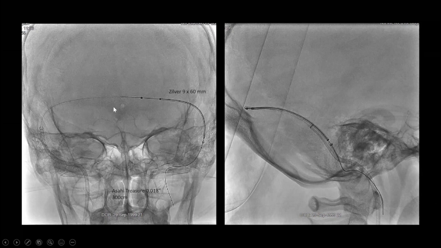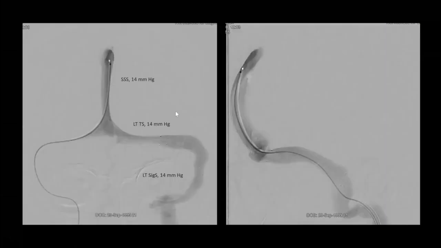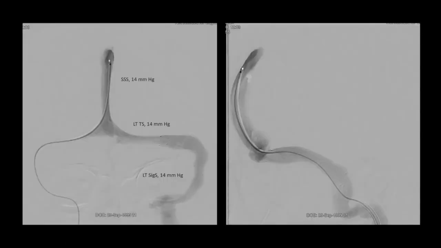And the Zilver is such a beautiful stent for this purpose. It tracks really well across both junctions, easily placed across the left transverse sigmoid junction. And the pressure gradient has now been eliminated, with the pressure measuring 14 in the sagittal, transverse, and sigmoid sinuses. So again, I have had a very favorable experience with the Zilver.